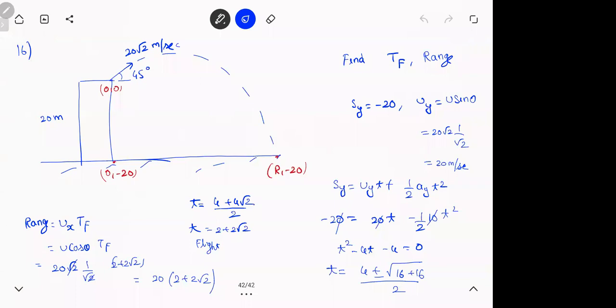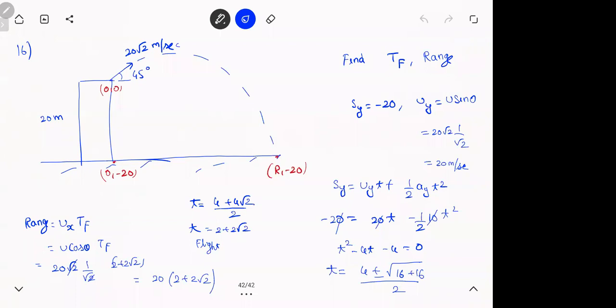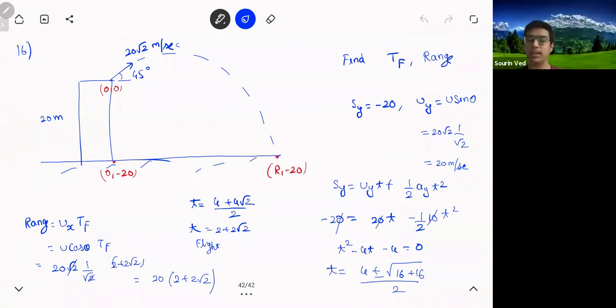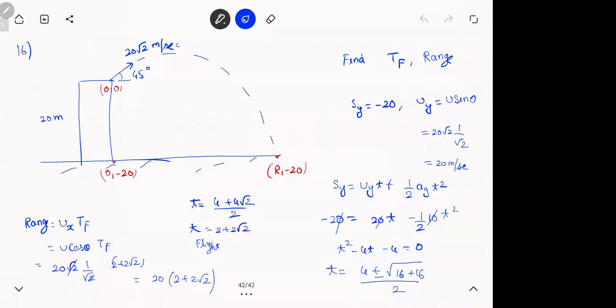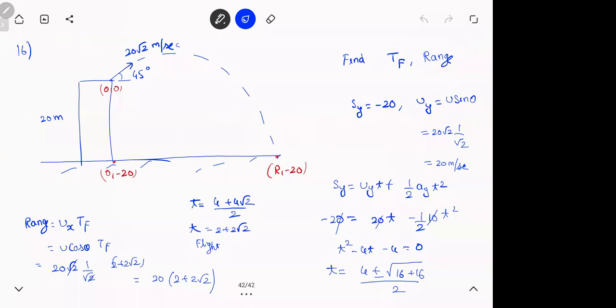Soren, how did you get 4 root 2? Sir, I took 0, minus 20 and range, minus 20. So I used the normal S, S is equal to ut plus half at square. How much did you take for S? I took minus 20, sir. And that is right only. Then uy? Sir, 1 minute, I'll check. Sir, I got a weird equation, but then last time I got 2 root 2. You got the same equation as mine? No, no. See what went wrong.